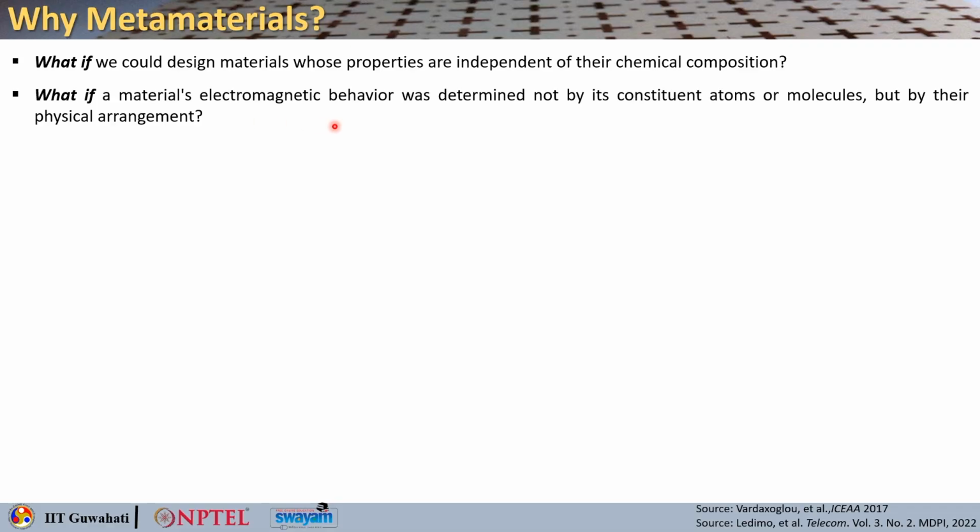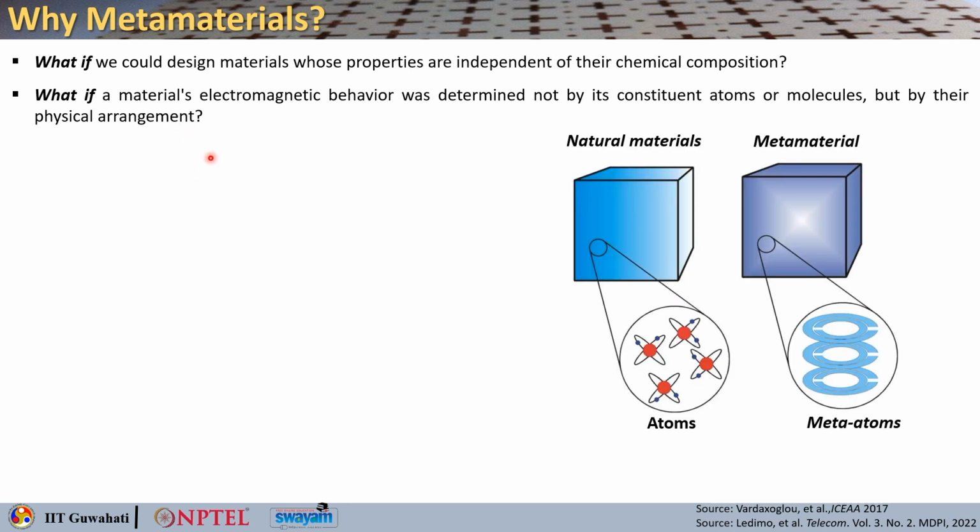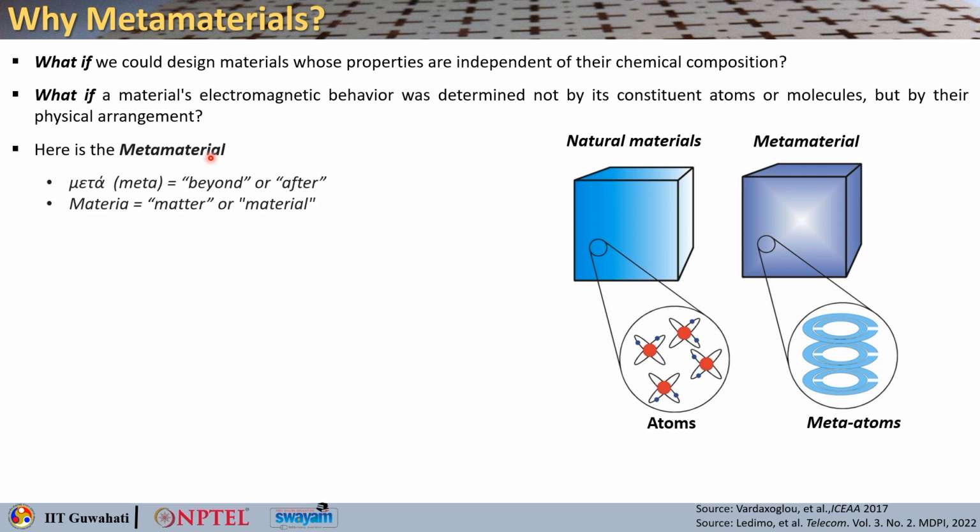So, what is basically defining those? You are looking for a material's electromagnetic behavior to be decided not by its constituent atoms or molecules, but by the physical arrangement. And that is where metamaterials are way better, in terms of the flexibility they provide as compared to natural materials. Natural materials are composed of atoms. Similarly, metamaterials, which are artificial materials, are composed of unit cells, which can be called meta atoms.